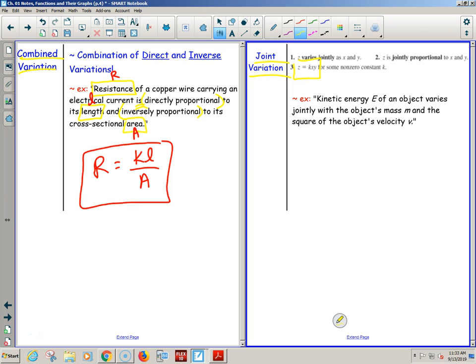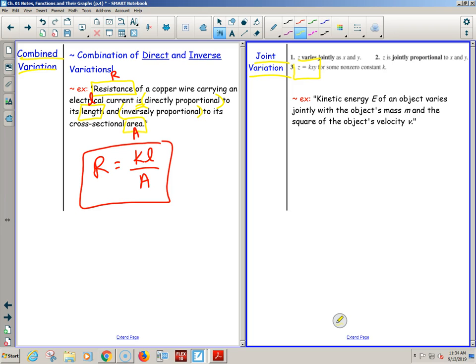Anyway. Varies jointly. Jointly proportional. Not that bad. Jointly proportional to. Do you guys see the equation? Z equals K times XY. It's directly proportional to X and Y at the same time. Oh, it's jointly.